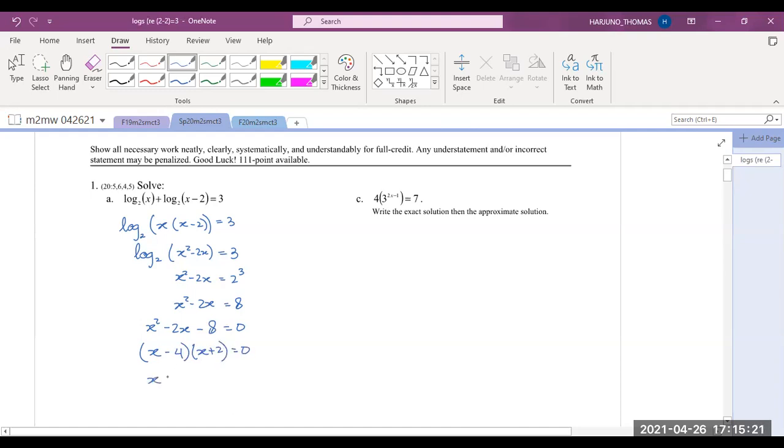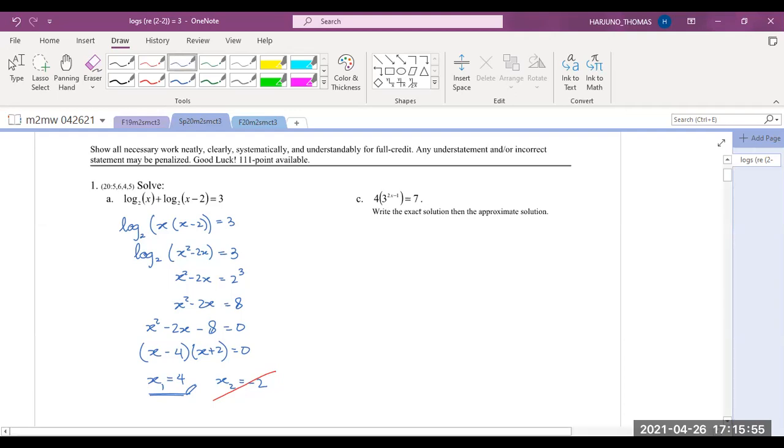So either x equals to 4, and it's okay, because the argument will be positive here, and here. Or x equals to negative 2, but it is not okay for this, also for this one. So I will cross that out. Okay, so x equals to 4 is okay. x equals to negative 2 is not okay.